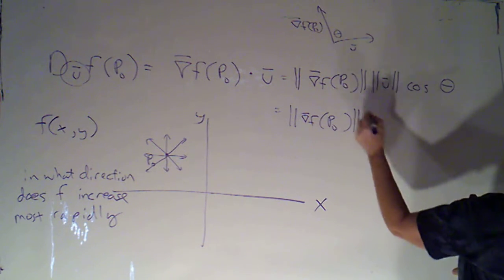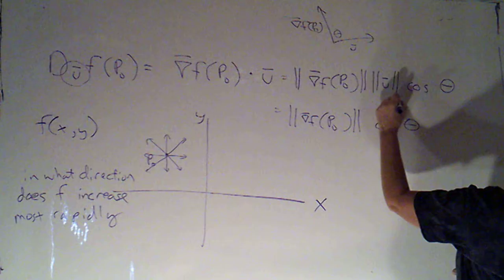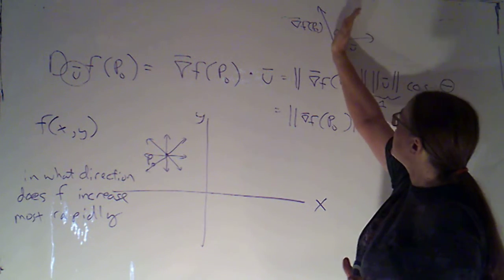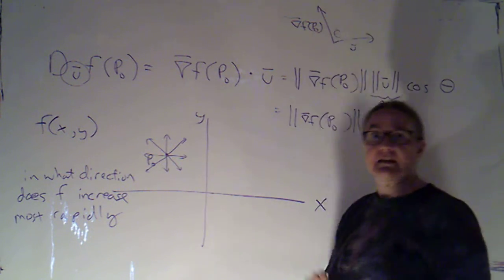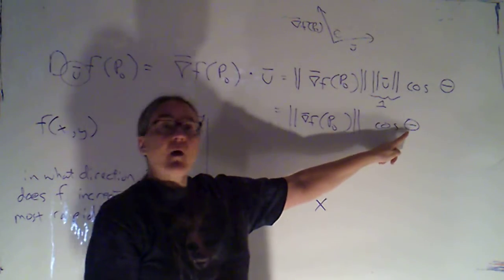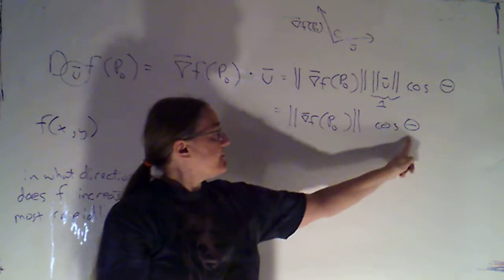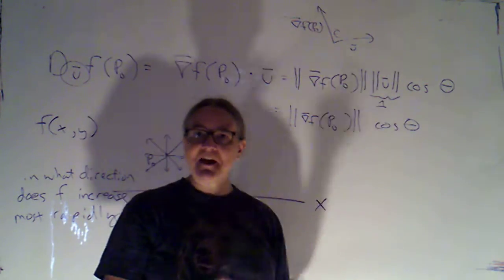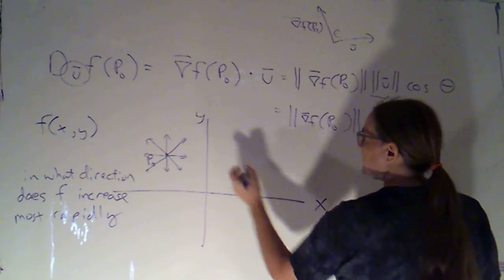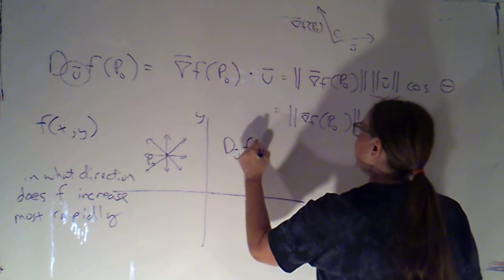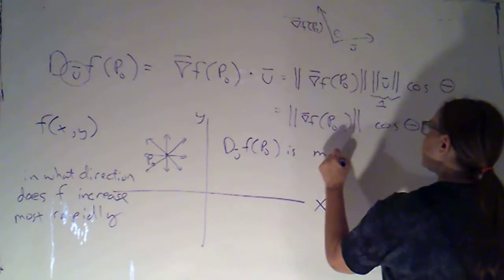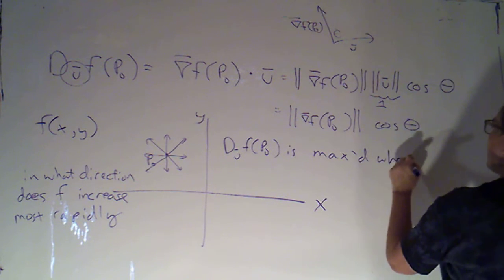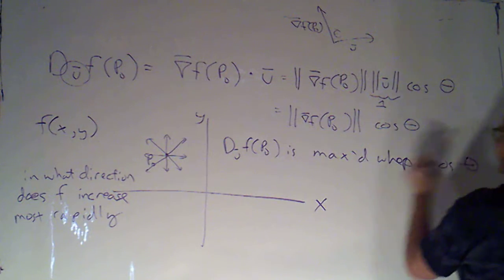This is just 1, so it's times cosine theta. And if all I'm varying is what U is, what direction U points in, then I'm varying what theta is. If I want to maximize this, this will be maximized when cosine of theta is maximized. So D_U f at P naught is maximized when cosine of theta is maximized.